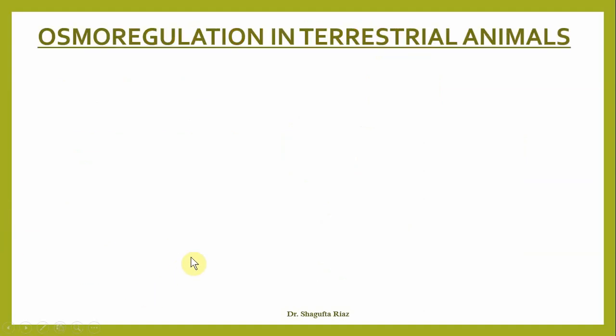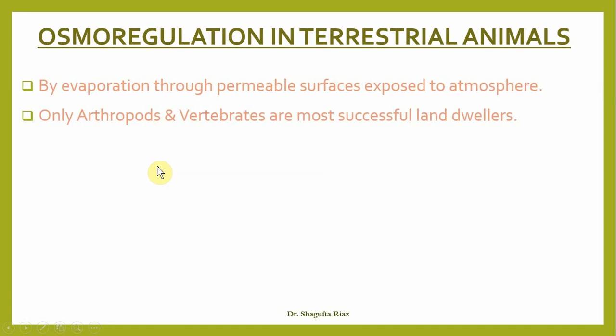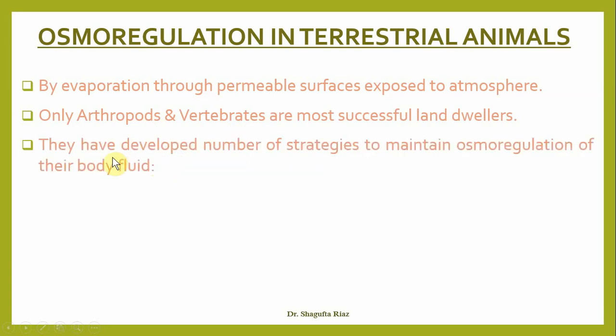Now, osmoregulation, the first aspect. In terrestrial animals, what are terrestrial animals? The animals which live on land. And how do they osmoregulate their bodies? By evaporation through permeable surfaces which are exposed to the atmosphere. We know that arthropods and vertebrates are the most successful land dwellers, right? And why is that so? Because they have developed a number of strategies to maintain osmoregulation of their body fluid.